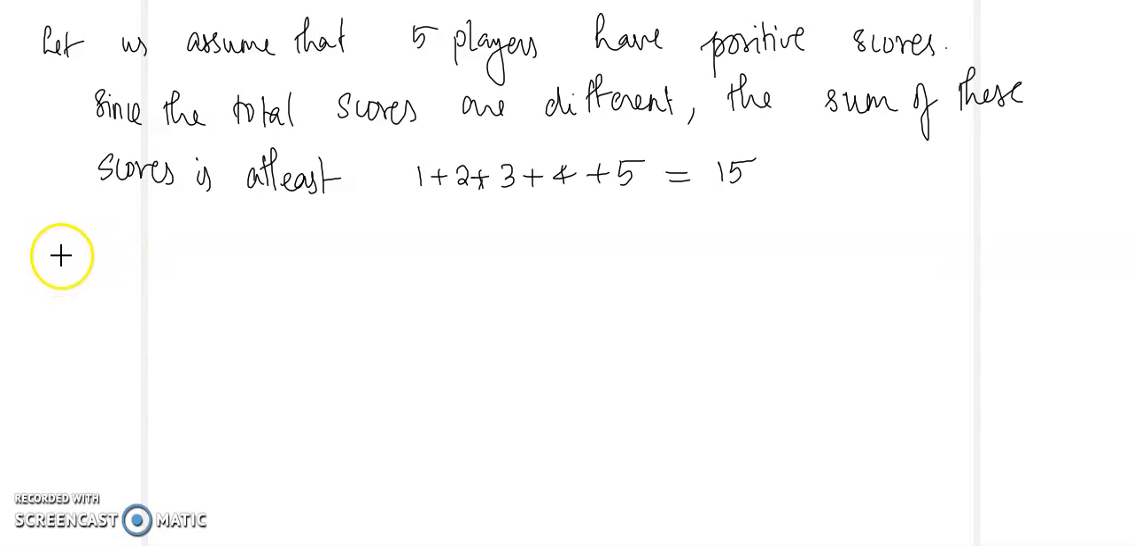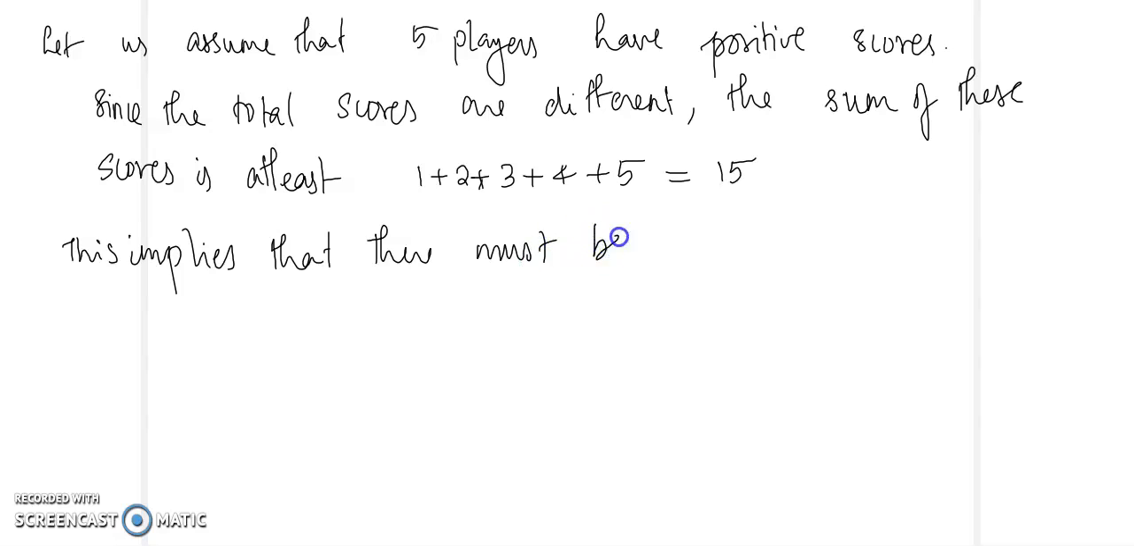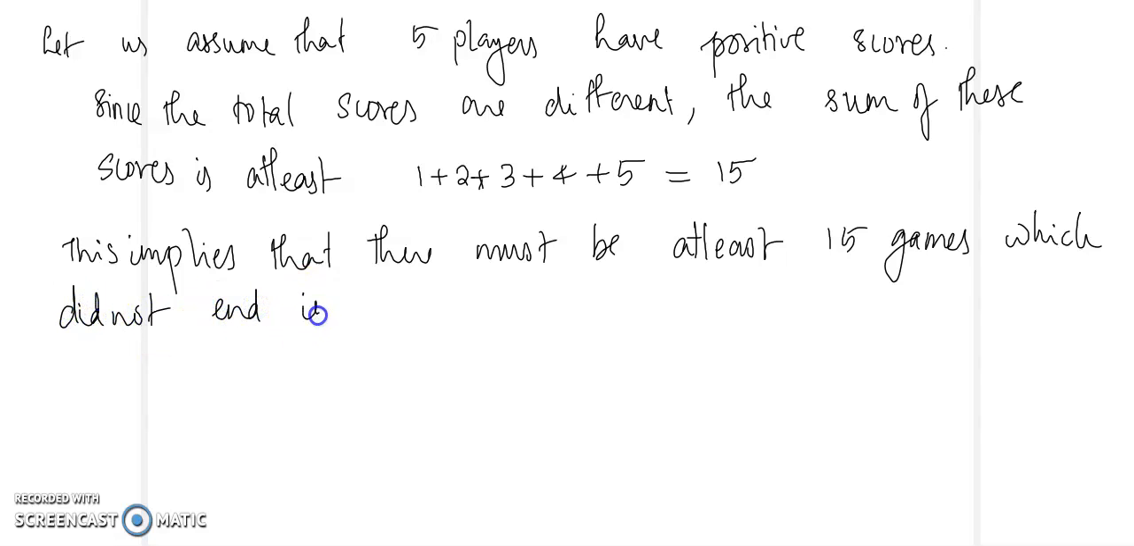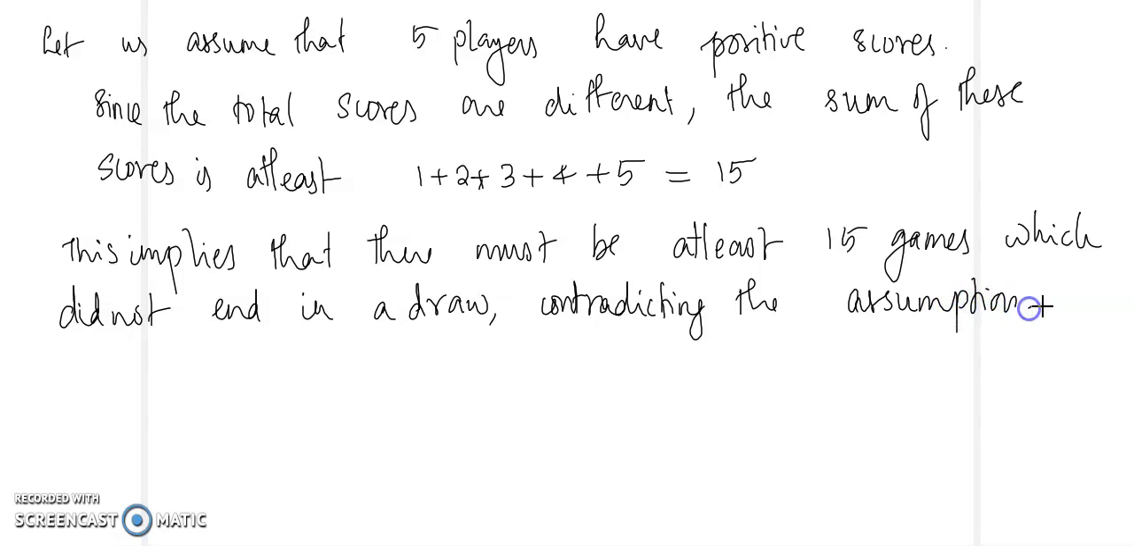So this implies that there must be at least 15 games which did not end in a draw, contradicting the assumption. So therefore we get a contradiction, because there cannot be at least 15 games which did not end in a draw.